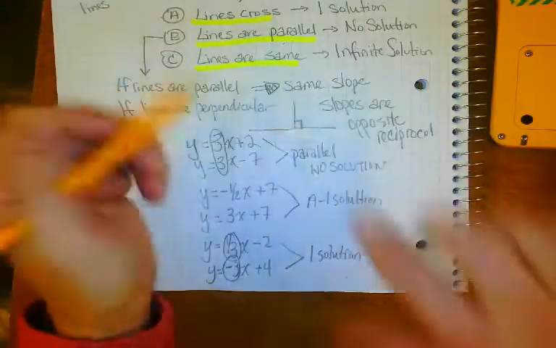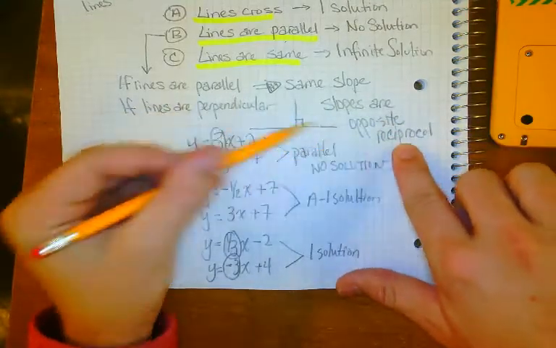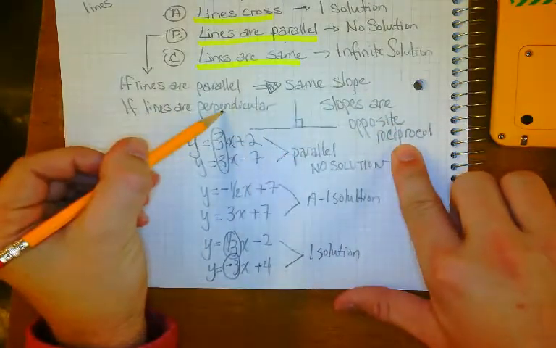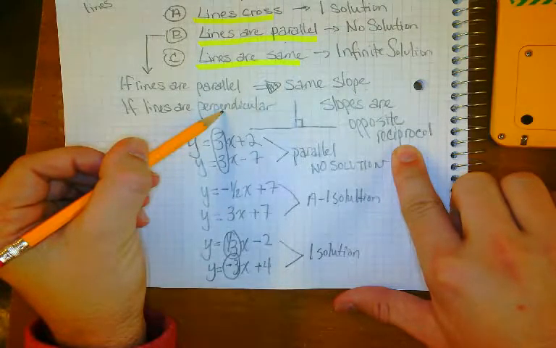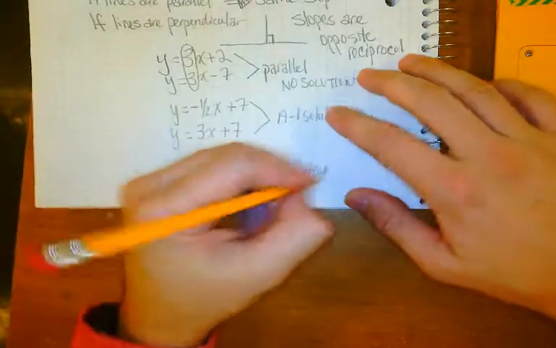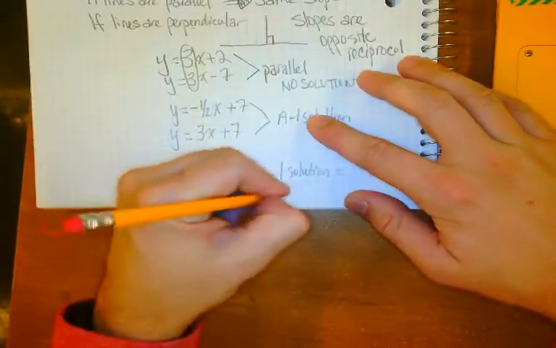Yeah. So what do we know if slopes are opposite reciprocals? What do we call those lines? Yeah, these are perpendicular lines. One solution, and these are perpendicular.